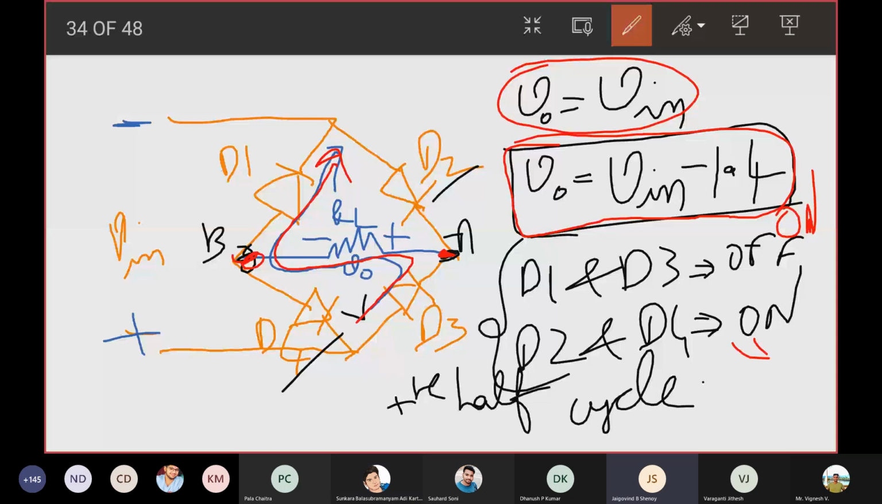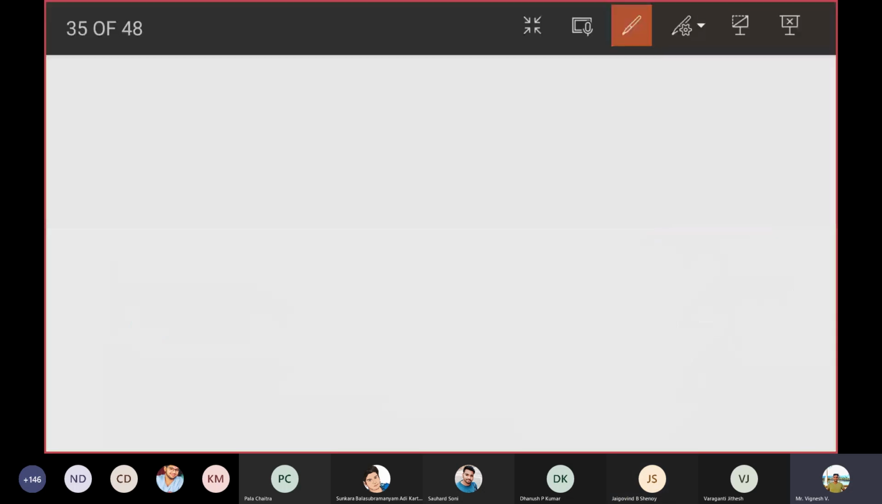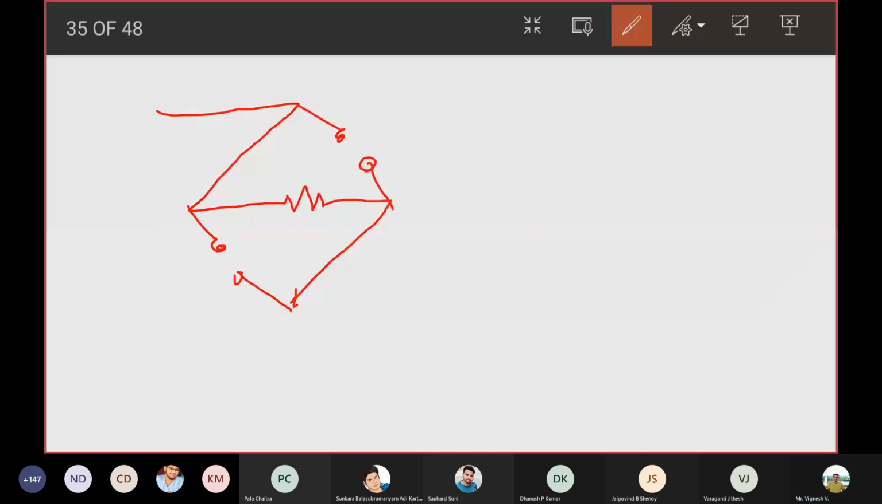Sir, what is V naught for the negative half cycle? V naught for the negative half cycle is the same as V in, right, if you're considering it to be an ideal diode. Let me draw that. Let me consider an ideal diode and draw the negative half cycle because some of you are confused. This is open. This is open. And you're giving plus minus V in here, right? If I ask you what is V naught, the voltage across the resistor, what would your answer be?